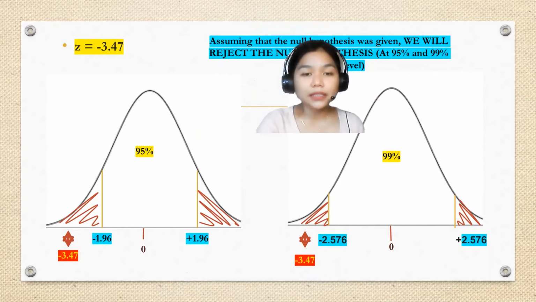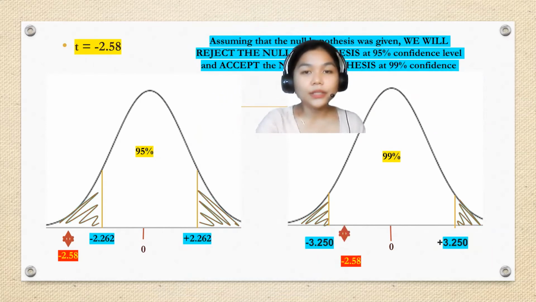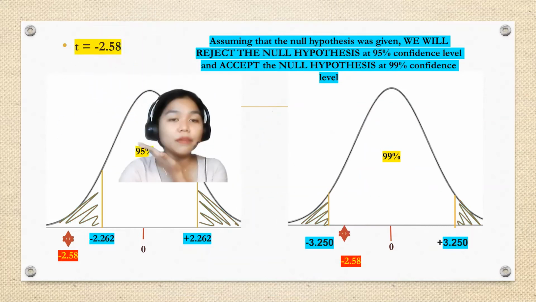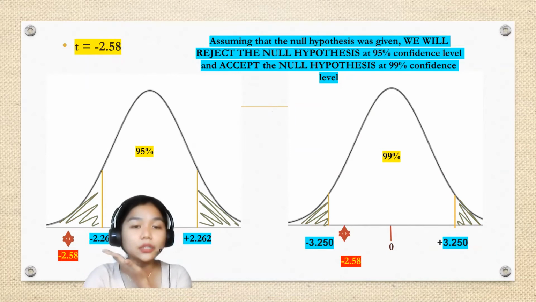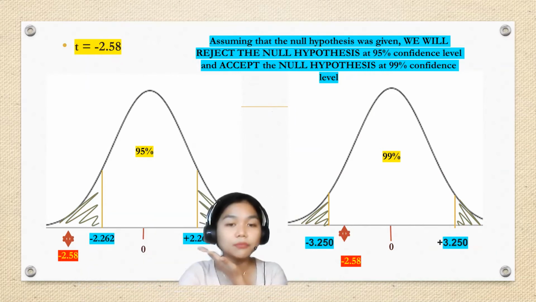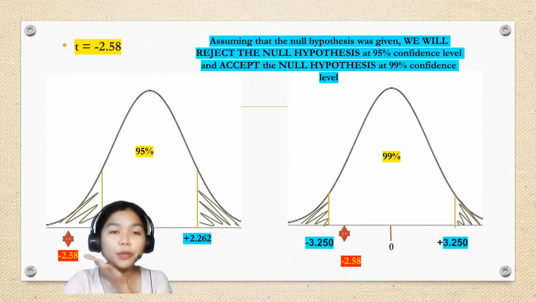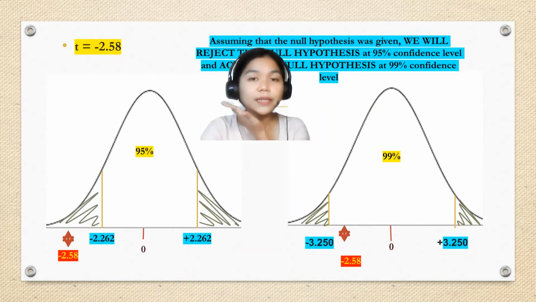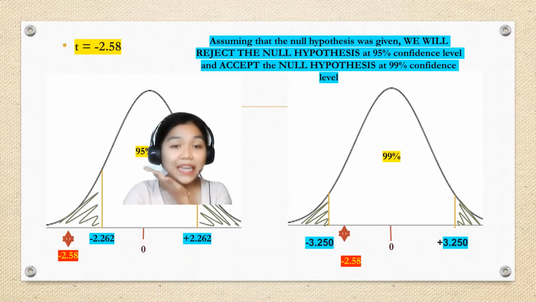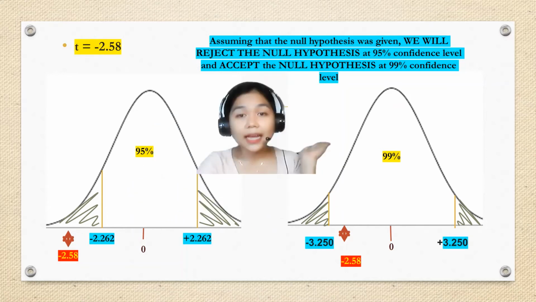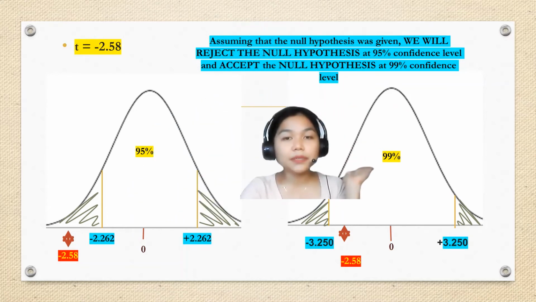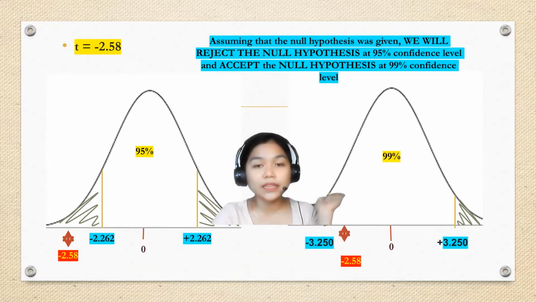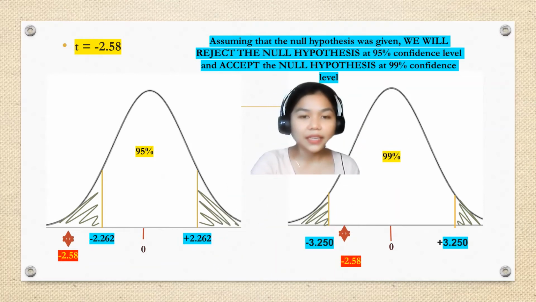at 99% confidence level. So talking about the T naman, negative 2.58 yung value natin. At 95%, the value is negative and positive 2.262. Remember, 2.58 is outside the confidence interval. So again, at 95%, we are going to reject the null hypothesis. But at 99% confidence level, we are going to accept the null hypothesis because it's within the confidence interval.